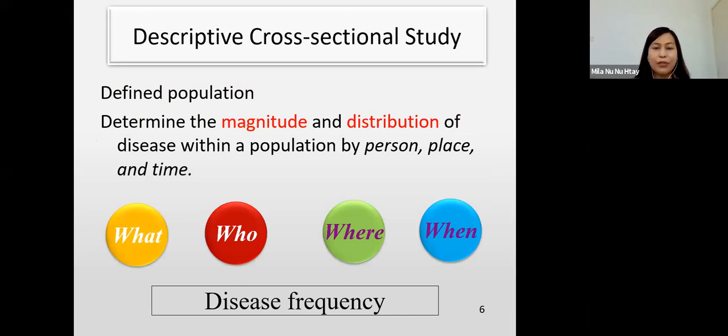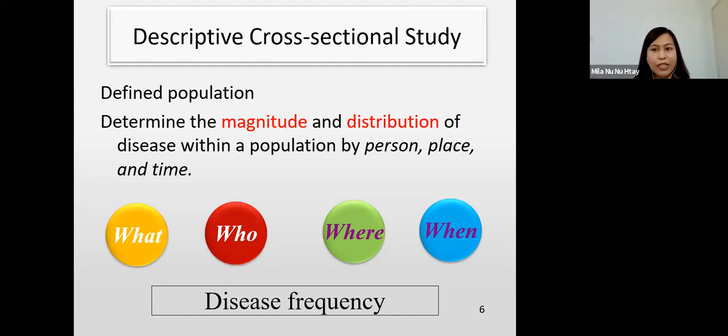So if we would like to conduct a descriptive cross-sectional study, first, we must define the population. For example, if I would like to conduct a cross-sectional study in my region, I have to define the population. Currently, I'm living in Malacca, so probably my defined population would be the people living in Malacca. So we must have the defined population, and we would like to determine the magnitude and distribution of the disease or of the outcome.